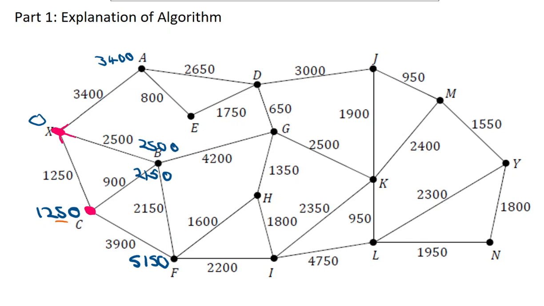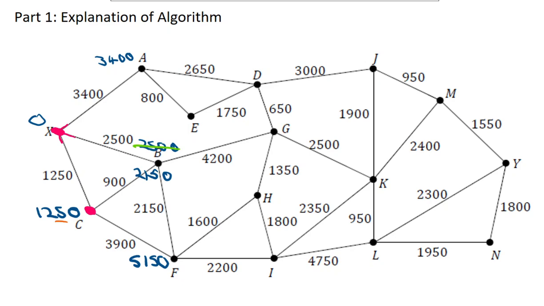Now, you'll notice we've got two distances at B. What we look at is which one of those two is the shortest, the smallest, because we're looking for the shortest path, and it's 150. So we know that getting to B, the quickest way is to go X, C, B. That means that this path, X to B, the 2500, is not the shortest.